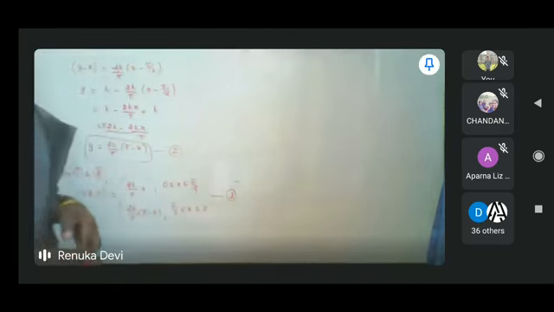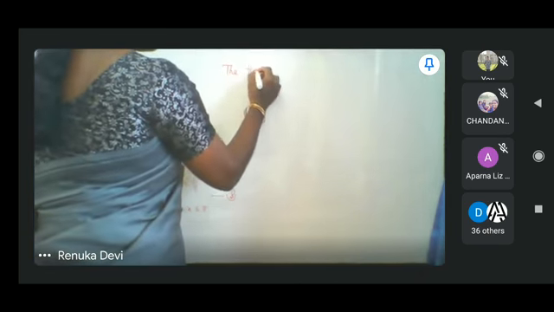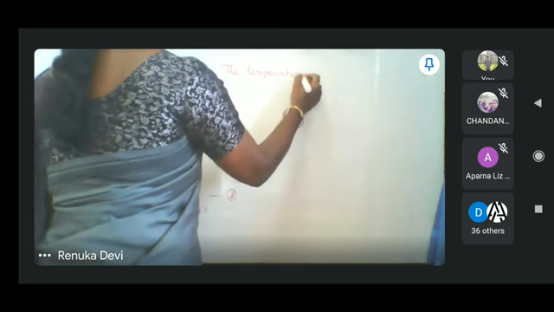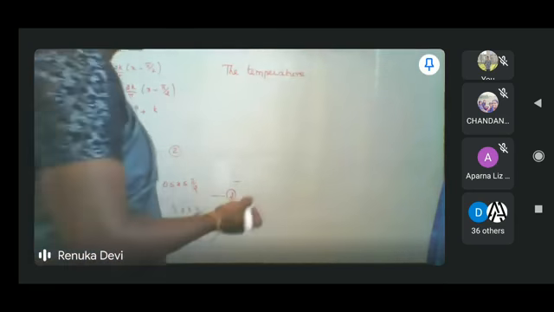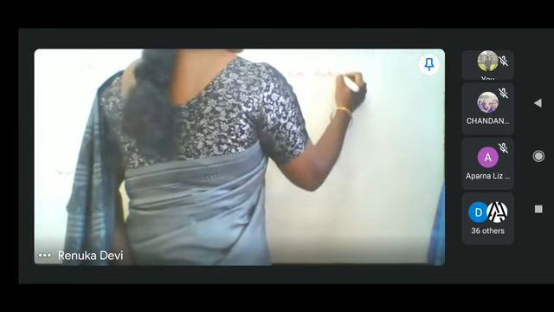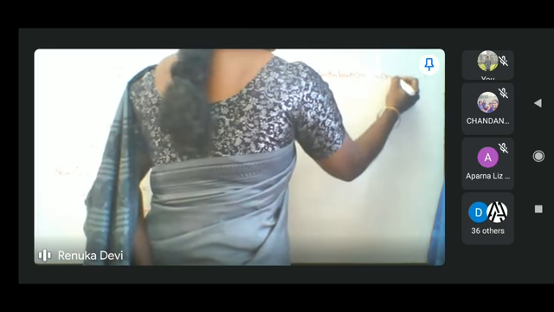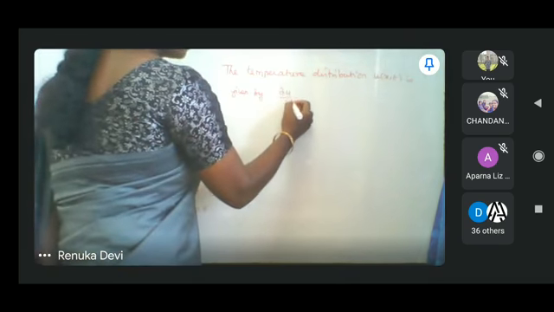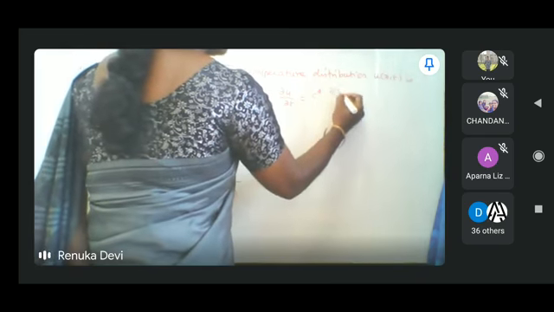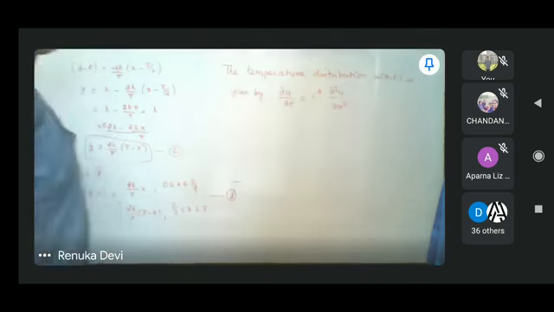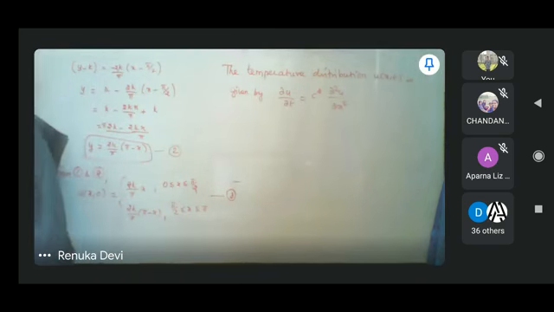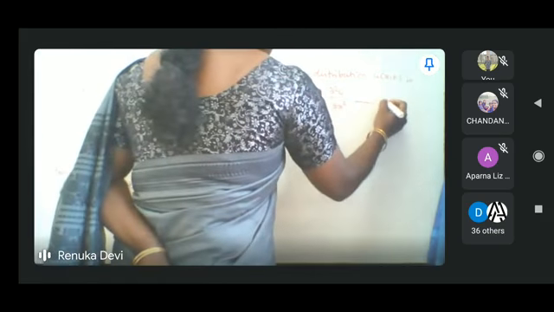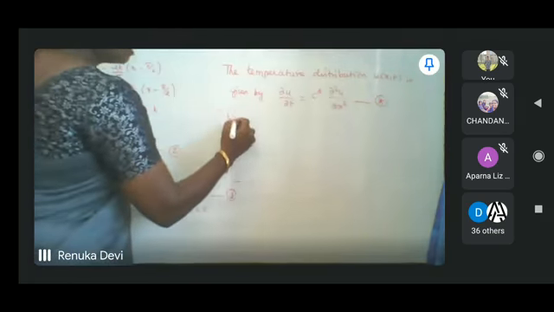Because it is a homogeneous, laterally insulated bar, the equation will be the same. The temperature distribution or heat flow equation, both are one and the same. u(x,t) is given by ∂u/∂t equal to c² ∂²u/∂x². I take this as equation star, and we have to solve this equation star.